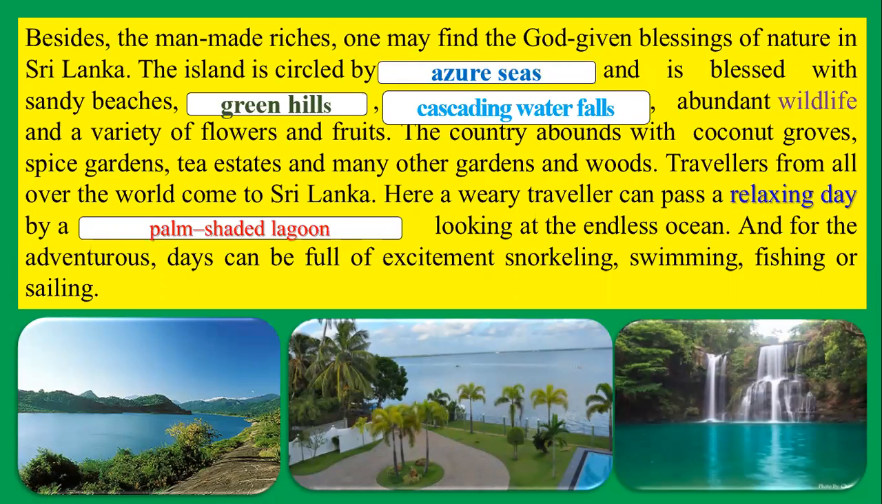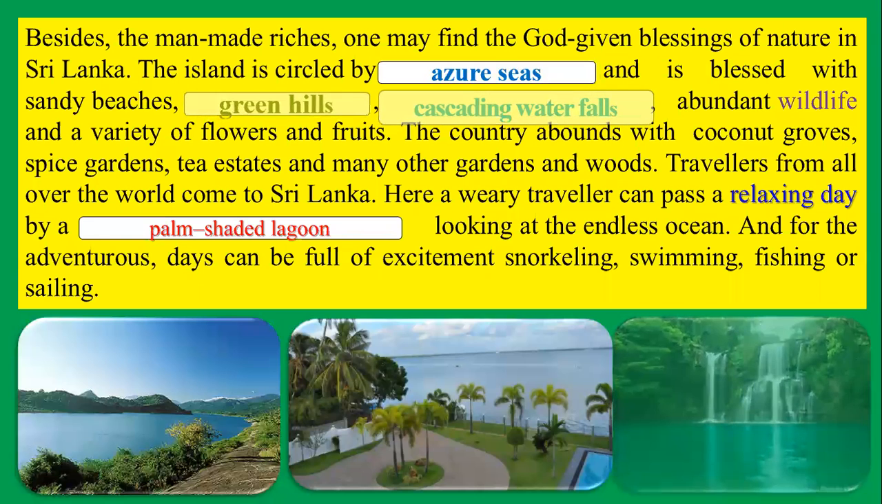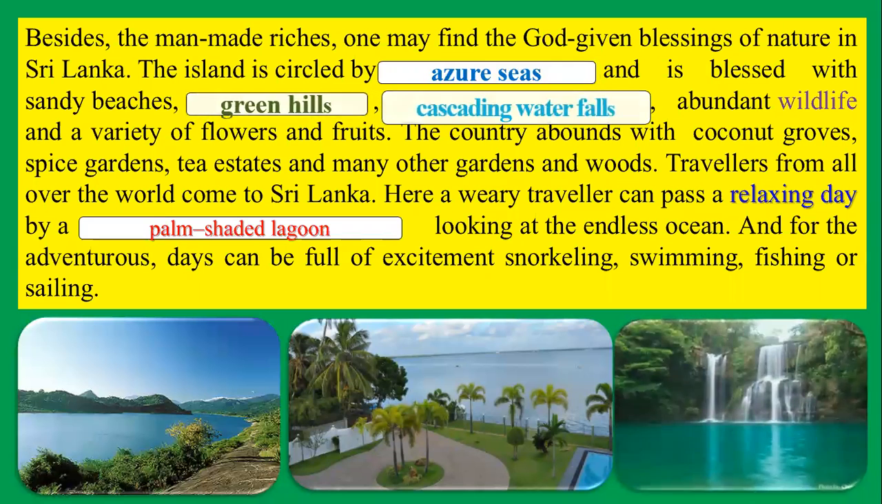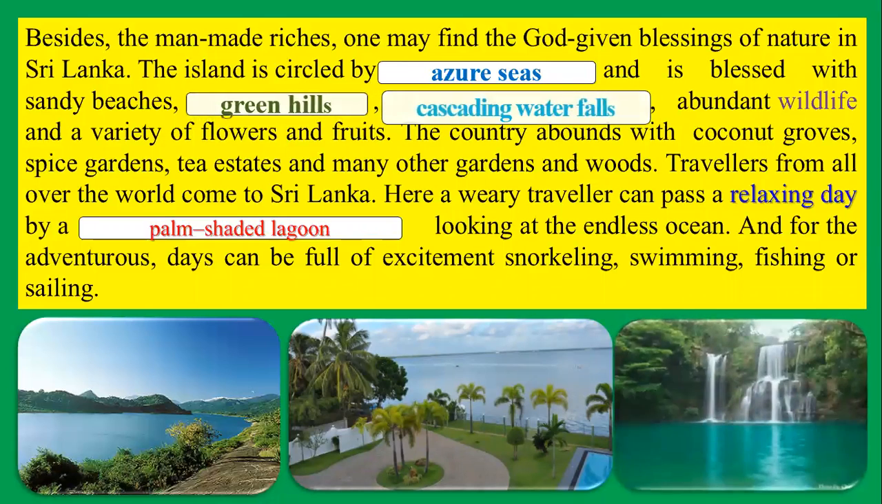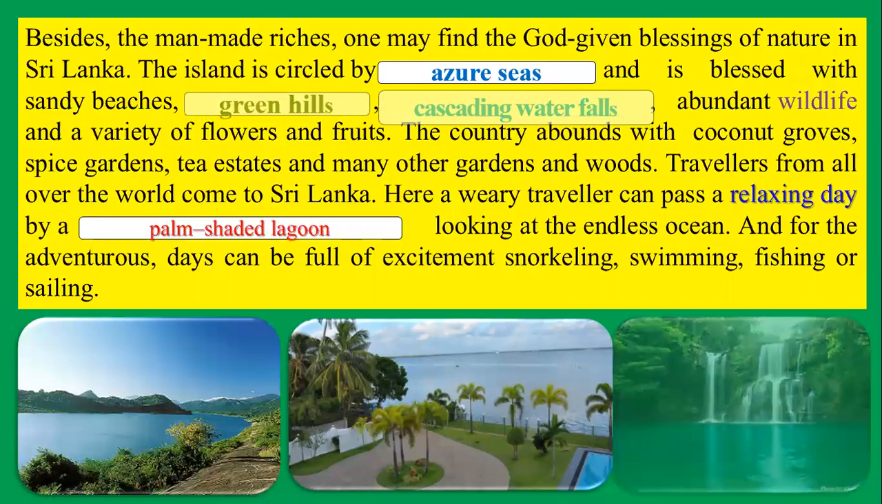Besides the man-made riches, one may find the God-given blessings of nature in Sri Lanka. The island is surrounded by azure seas, blessed with sandy beaches, hills, abundant wildlife, and a variety of flowers and fruits. The country abounds with coconut groves, spice gardens, tea estates, and woods.